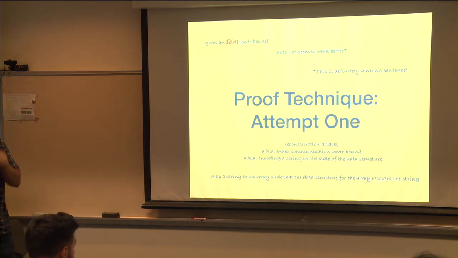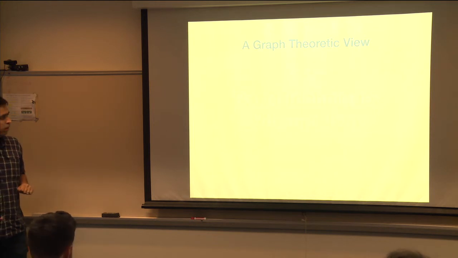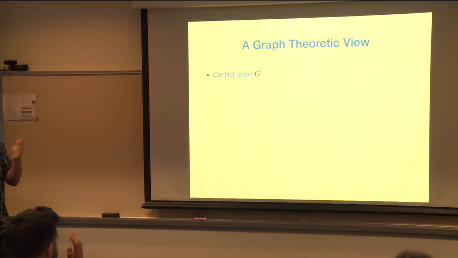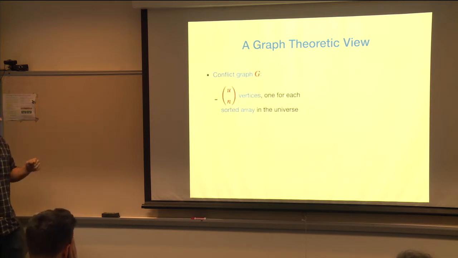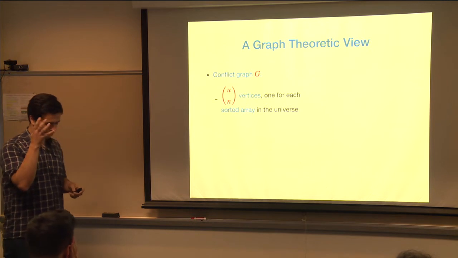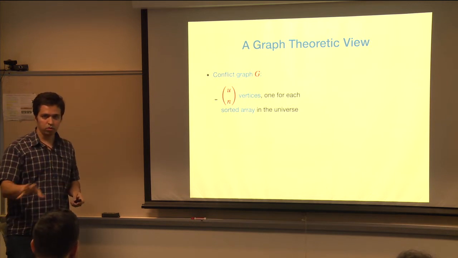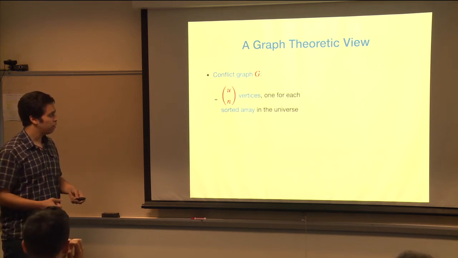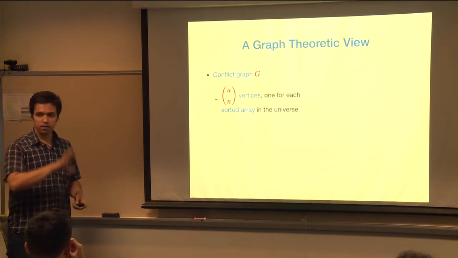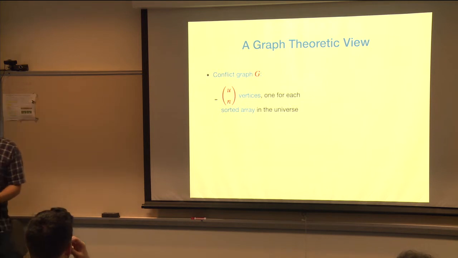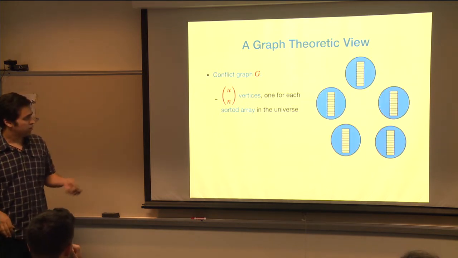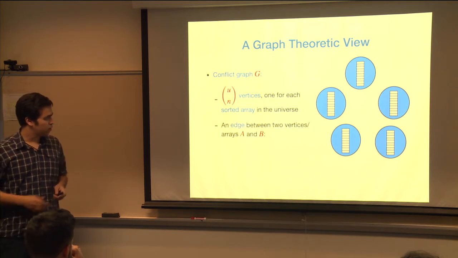Okay? So let me move on to attempt number 2. Let's look at it from a graph theoretic view. I want to define this conflict graph. Pick all the possible input arrays. Fix u and n, the universe size and the size of the arrays. Put all the possible arrays as vertices of a graph. Good? So these are all the vertices. This is my graph. And what are the edges?